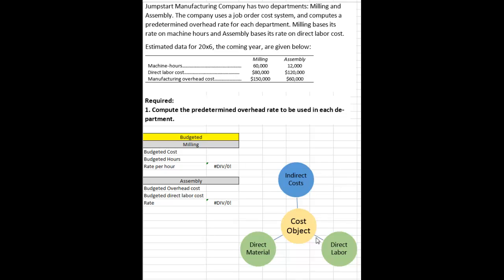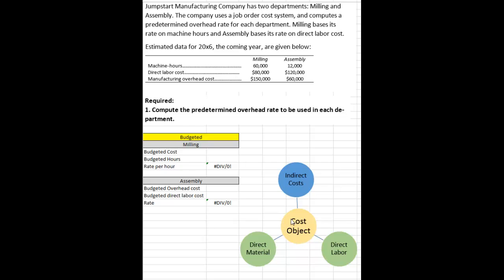Got this little visual here just so we can remember why we're doing what we're doing. And I don't want to just get us caught in the mechanics of working through a calculation, but remember the whole point of trying to figure out what my rate per hour is, because we've got this cost object, whether that's a product or a service or a group of products or a group of services.